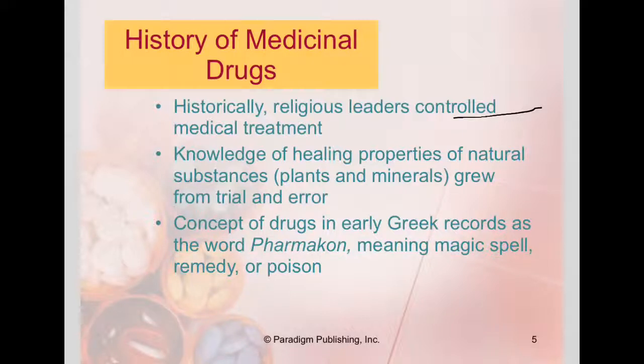The knowledge of healing properties of natural substances grew from trial and error. They actually studied things. They would record what helped, what didn't, and go through all that way. The concept of drugs in the early Greek records is in there as the word pharmakon. And that just means magic, spell, remedy, or poison.